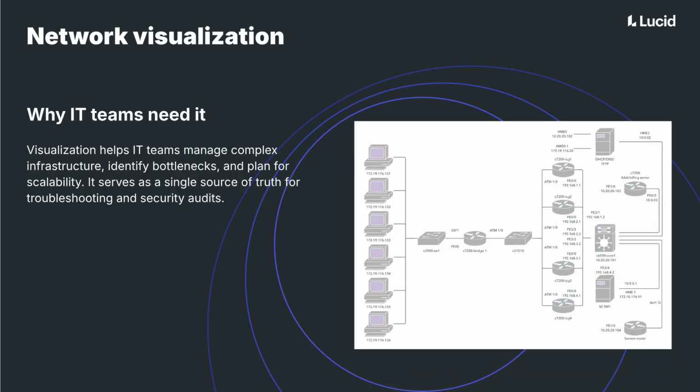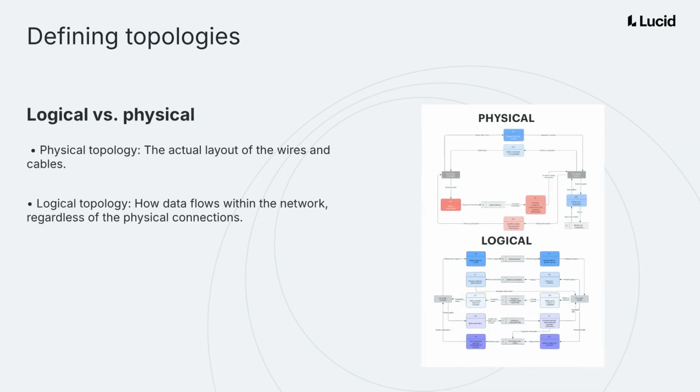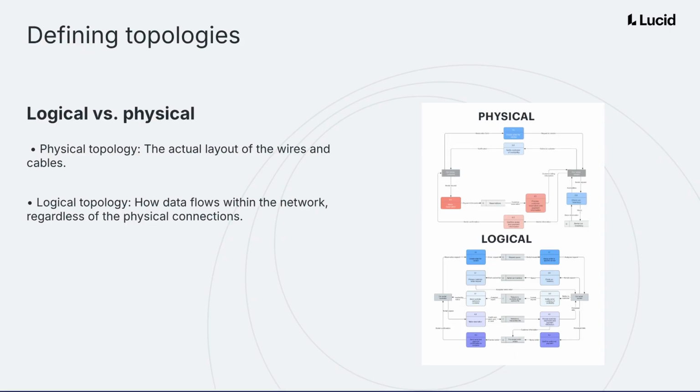Why IT teams need network visualization comes down to clarity. Mapping your infrastructure helps your team troubleshoot faster, maintain security compliance, and plan for future growth with total confidence. Logical versus physical network topologies explained. Physical topology refers to the actual hardware and cabling, while logical topology describes how data moves through the network. Both are crucial for complete visibility.